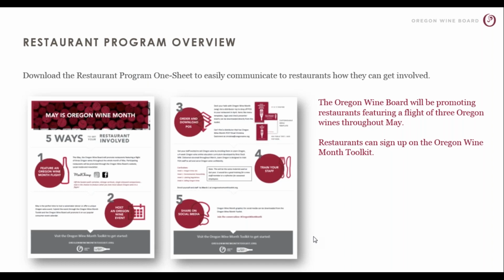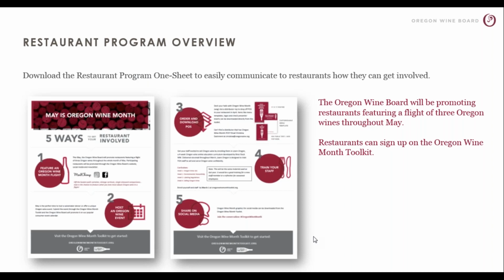One special programming feature that we're going to offer for restaurants, again, is any restaurant that signs up to offer a flight of 3 Oregon wines throughout the month of May will be promoted on the Oregon Wine Board's website and through our digital channels. So we've had over 100 accounts participate in this every year. And it's really cool to just see what wine stewards, what sommeliers choose as their 3 exciting Oregon wines that they want to showcase in a flight.